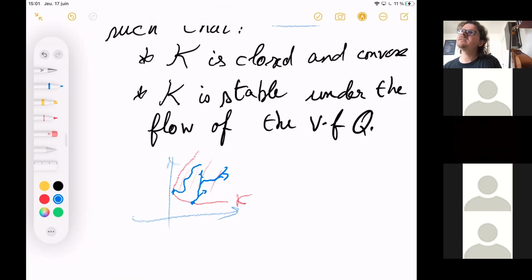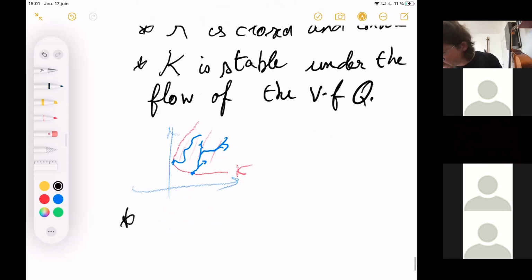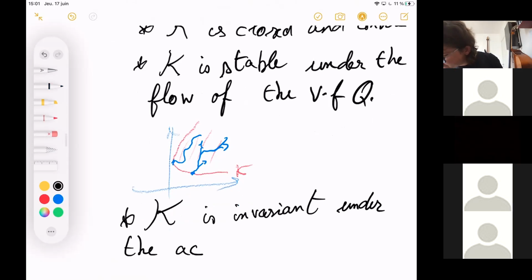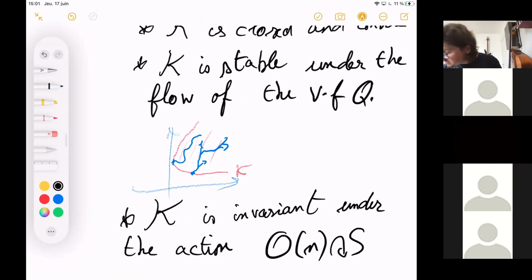Am I forgetting something? Oh yeah, I forgot a condition. So, third condition: K is invariant under the action of the orthogonal group on that space. So you can make an orthonormal change of basis, and this set of curvature operators shouldn't change when you do the change of basis.